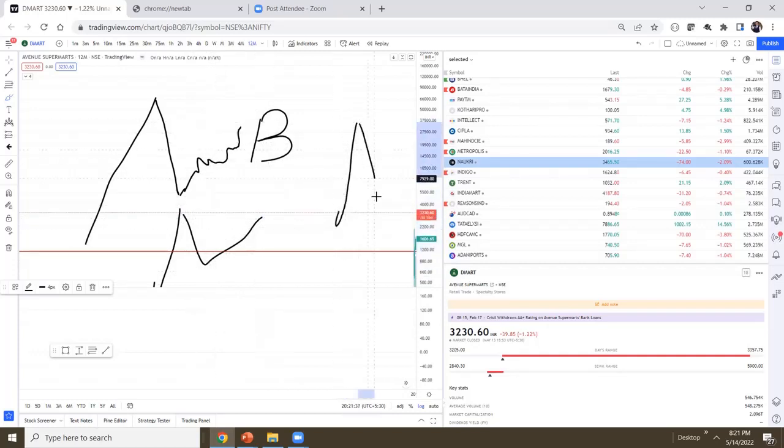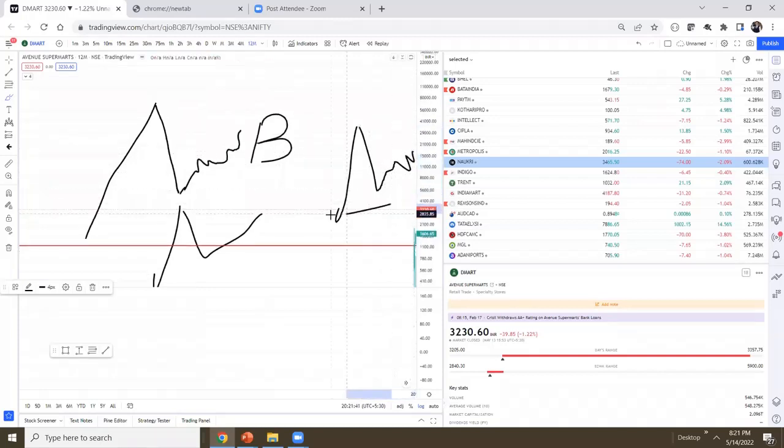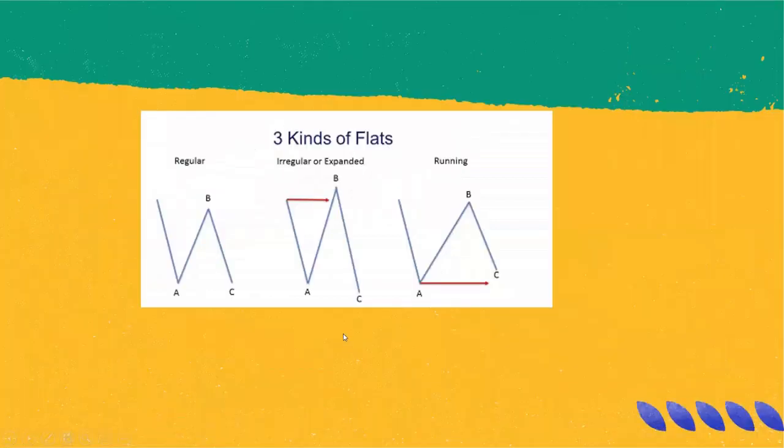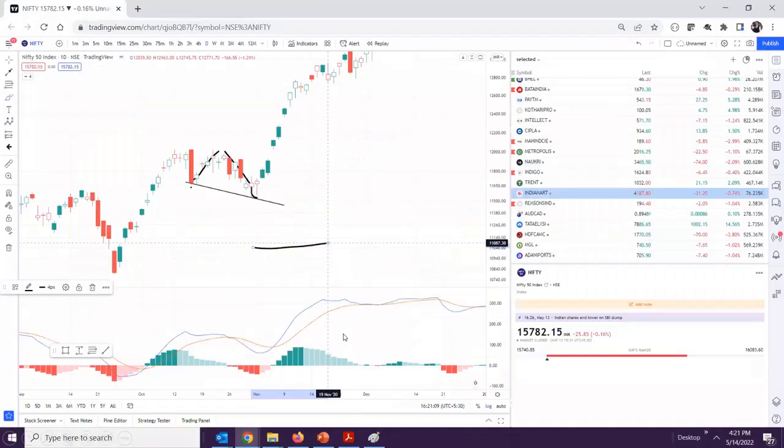So okay, the B should be slow one. We will see what I mean by slow. So this is one important point which we have to take into notice. So let us again go to some case studies. You see this is an impulsive move from this to this point, and then this is a correction.